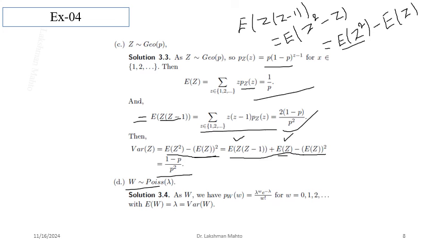So the computation of expectation of Poisson is very easy. Why? It is just dealing with the exponential series, the expansion of e to the power x, here e to the power lambda. Very easily you can establish that the expectation of Poisson is lambda and the variance of Poisson distribution is also lambda, both are lambda.